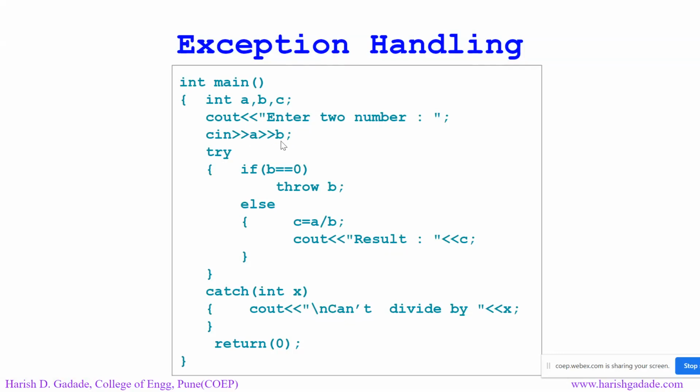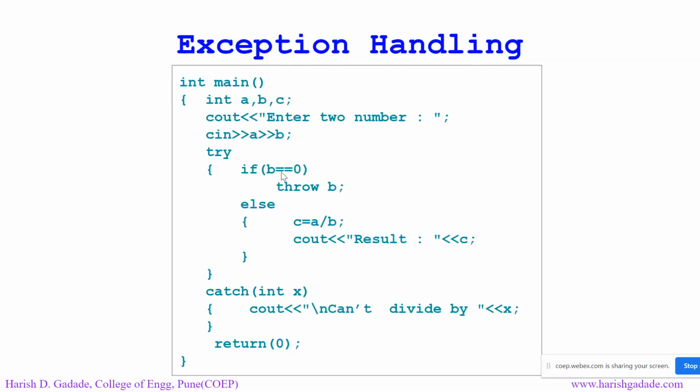So when that error possibility is there, if your b value would be 0, right? That's why I am interested in this b value. So I have checked here, if suppose b equals 0, right? If b equals 0, it means there is an error. So I need to throw this b, right? So if b equals 0, then throw this b.